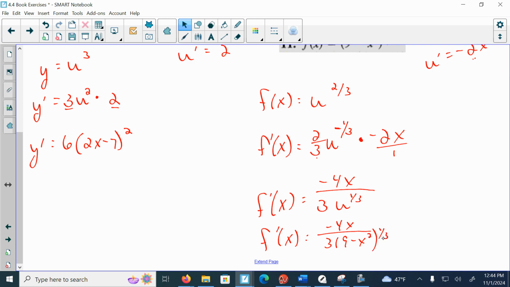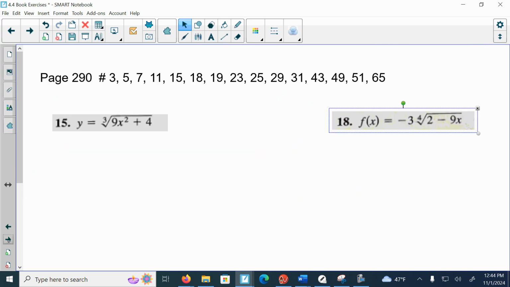Check and make sure nothing can simplify. By simplify, I have a 4 here and a 3 here, and nothing can simplify, so I'm going to leave it, and I am done. Number 15, before I even start this, I'm going to rewrite this as 9x squared plus 4.